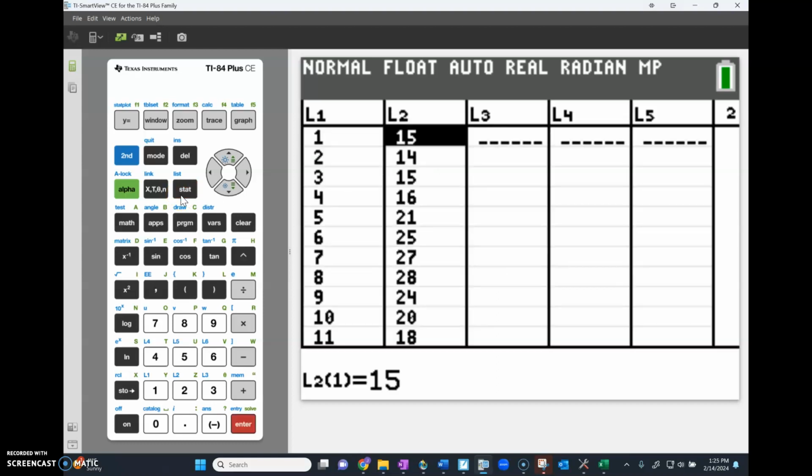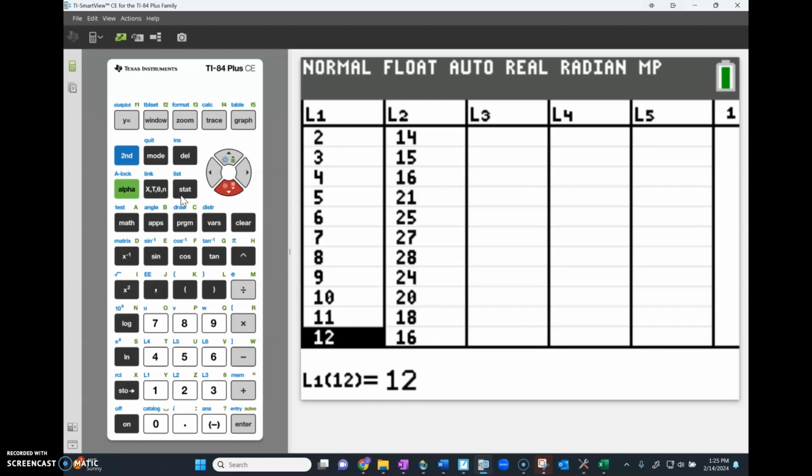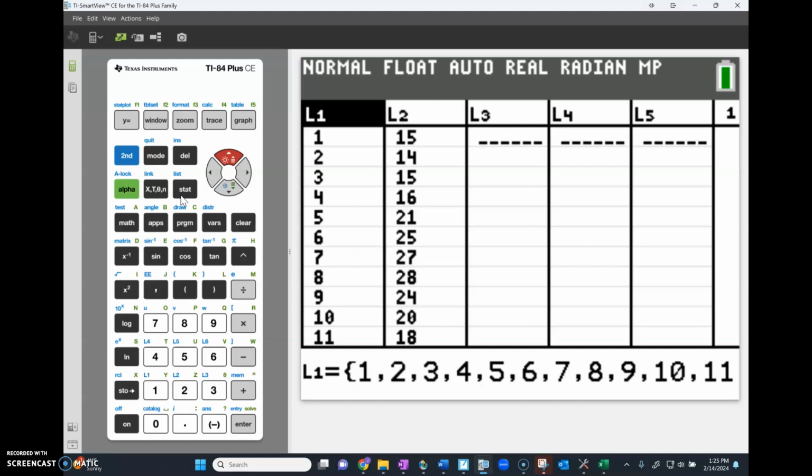I put in this data here from a textbook where I think the context was that L1 is the number of months, and we're taking a look at month 1 is January, February is 2, and so on. And then I forget what the 15 was, but maybe we'll just say it's going to be rainfall, perhaps, something like that. But for this, what I'm going to want to do is get the calculator to find an equation of best fit.